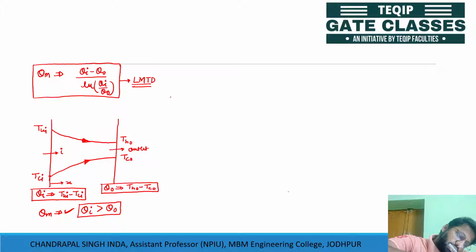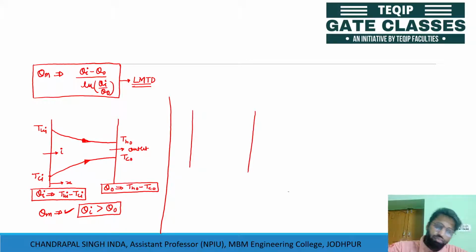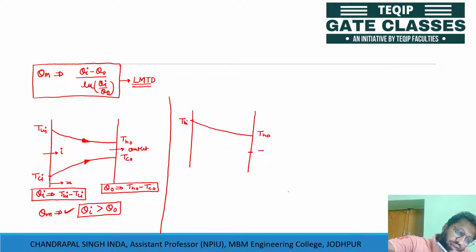So let's consider another type of heat exchanger based on the fluid flow, and that is the counter flow heat exchanger. In a counter flow heat exchanger, the fluids enter from opposite directions. So here we have T hot inlet and T hot outlet, T cold inlet, T cold outlet.